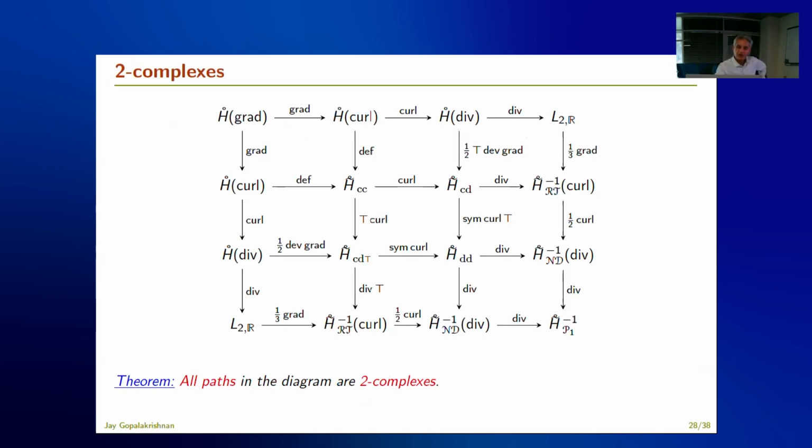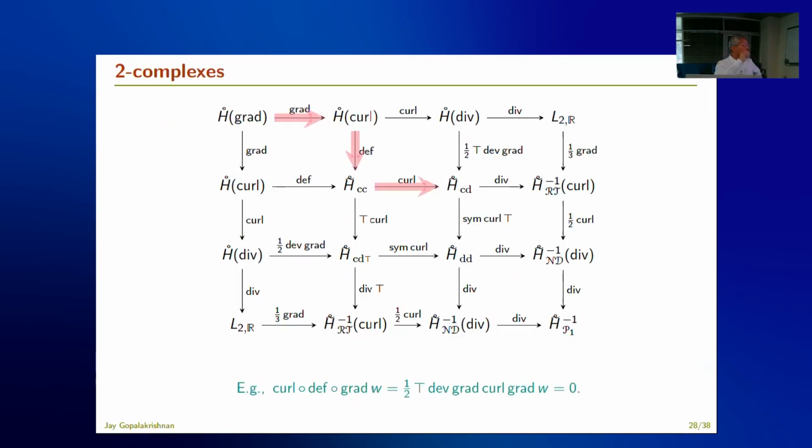Okay, so this is perhaps a new feature. We haven't really been seeing 2-complexes in the literature before this. Saying that all paths are 2-complexes means that you draw any path through this, and if you have three successive operators, you get 0. So maybe it's surprising, but if you apply gradient followed by the symmetric gradient and then the curl, you get 0.